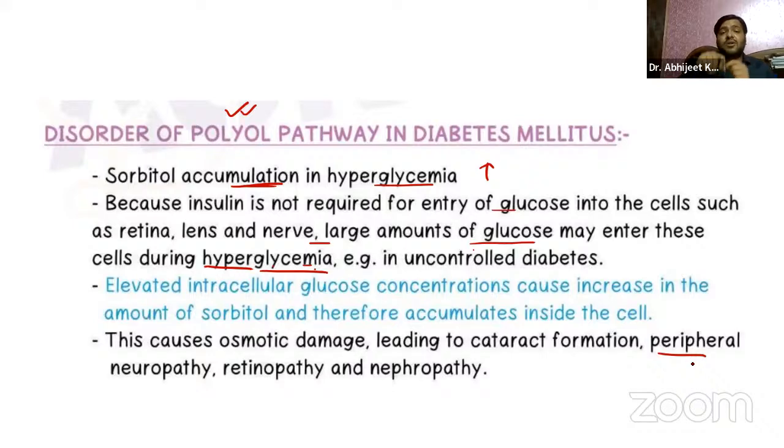Diabetic patients are more often prone to peripheral neuropathy. If there is uncontrolled diabetes for a longer period of time, they will not be able to sense; the peripheral senses will be absent. In retinopathy, the retina will be distorted, and in nephropathy, the kidneys will also suffer. So that is about the polyol pathway, guys, that you have to remember.